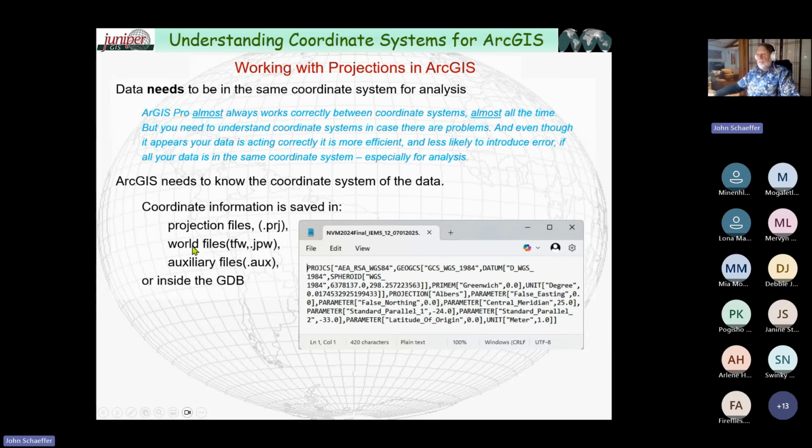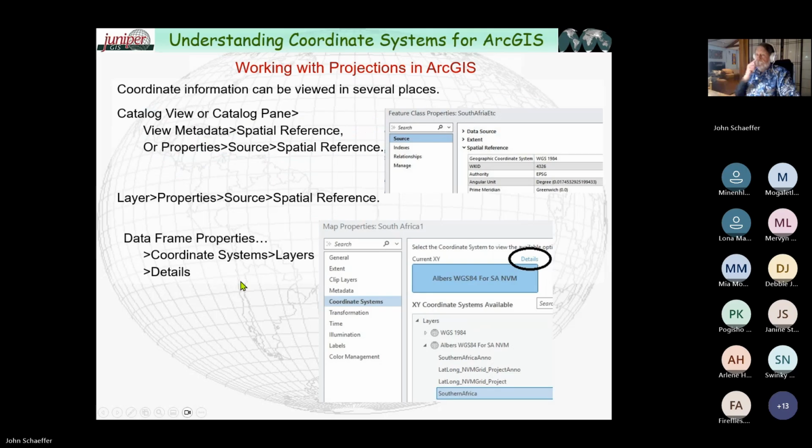If you have images like a JPEG or a TIFF image, they'll have world files. There might be some auxiliary files that help line up your data. Okay. Or it might be inside the GDB, geodatabase, if you're using a geodatabase, which I think hopefully is pretty standard now. You can find this, or you can view it, in several places. You can go to the catalog pane, go to metadata, spatial reference, or properties, source, spatial reference to find out your extent, your spatial reference. Layers, properties, right-click on a layer, go to properties, source, spatial reference.